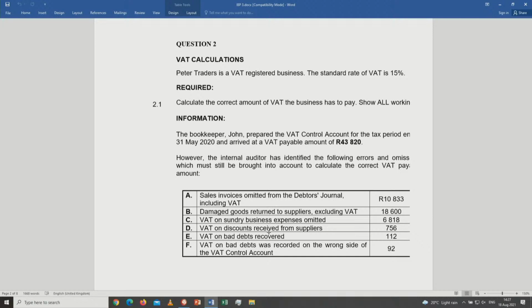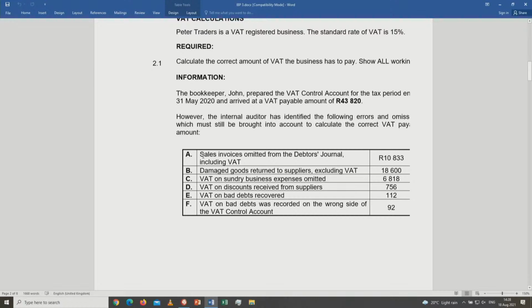Now, in other words, here, ladies and gentlemen, we have a bookkeeper that has calculated the VAT payable to an amount of 43,820. However, the internal auditor has identified errors and omissions, meaning the 43,820 that he said is payable to SARS has to be adjusted using transactions from A to F. Right.